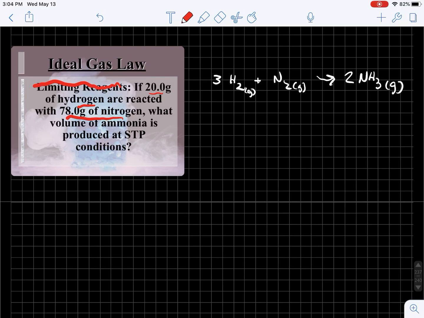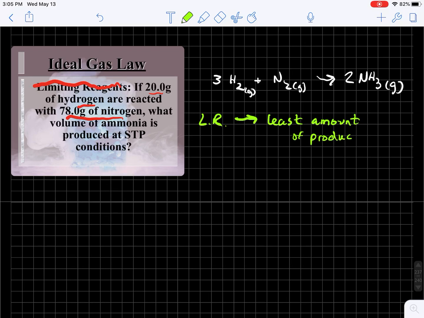Now, it's very unlikely that those masses are going to be in the perfect mole ratios. One of them is going to get used up, and then the other one is going to be in excess. It's a matter of, well, which one is the limiting reagent? And the limiting reagent is the one that produces the least amount of product. So I'm going to write that. Limiting reagent yields minimal product.